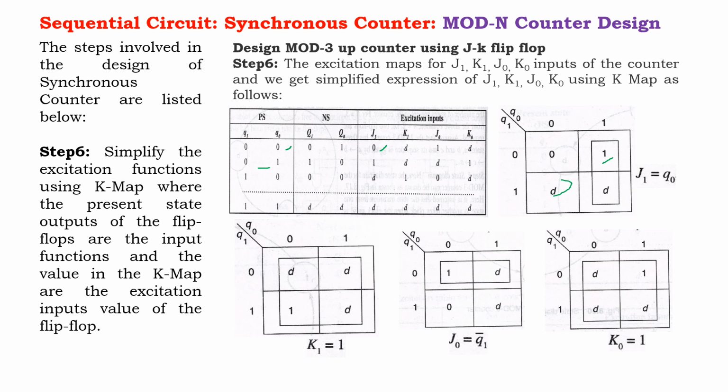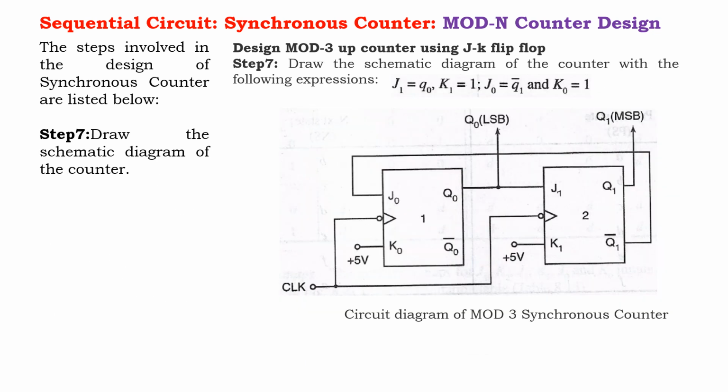So simply using this technique we will get the 4 inputs of the 2 flip-flops: J1, K1, J0 and K0. Then we get the expressions: J1 is equal to Q0, K1 is equal to 1, J0 is equal to Q1 bar and K0 is equal to 1. Then we will make the circuit according to the expressions.